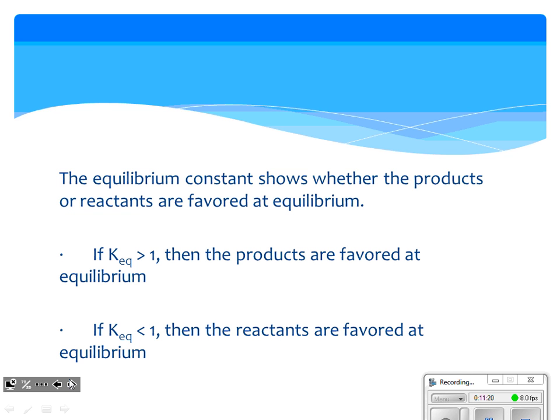Well, I go back to my previous problem. I know that the value was 0.20. Is that greater than 1, or is that less than 1? Yeah, it is less than 1. So that tells me that for that particular example that we just worked, the reactants are favored at chemical equilibrium. Okay.